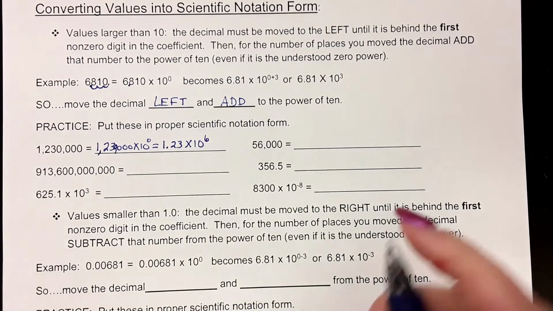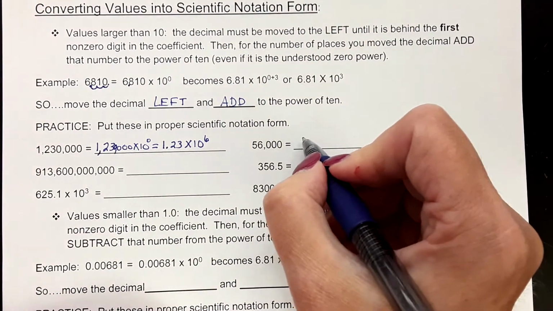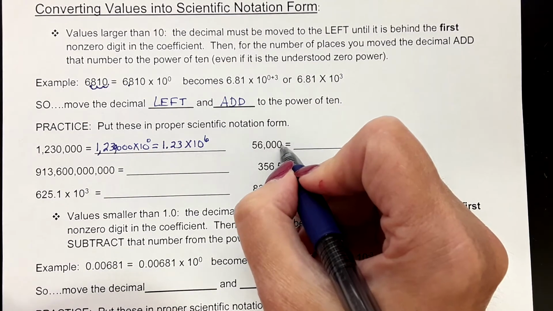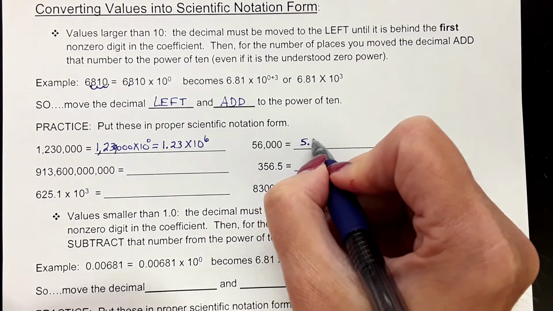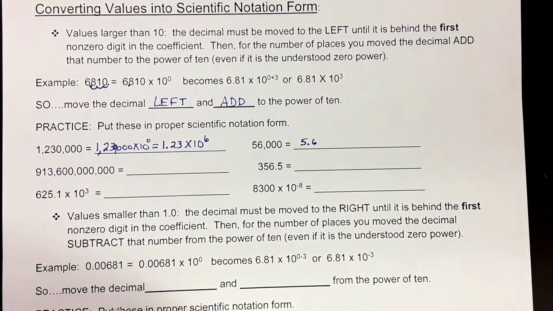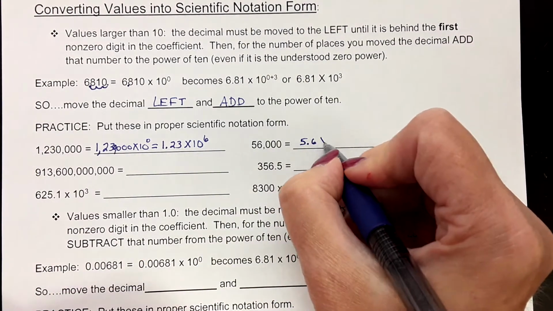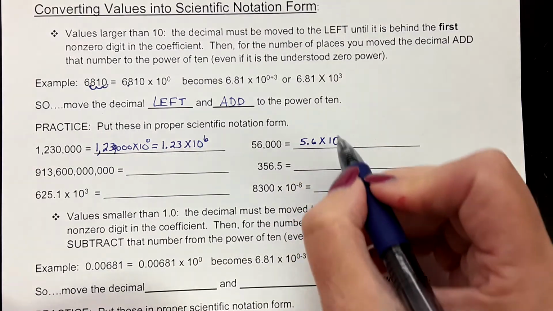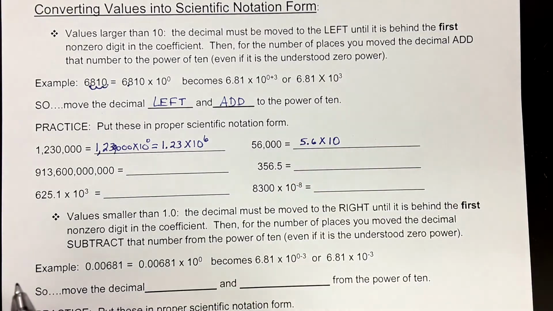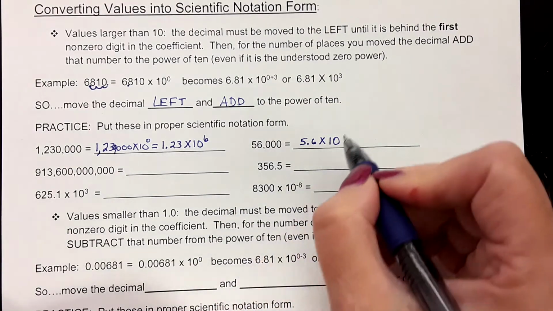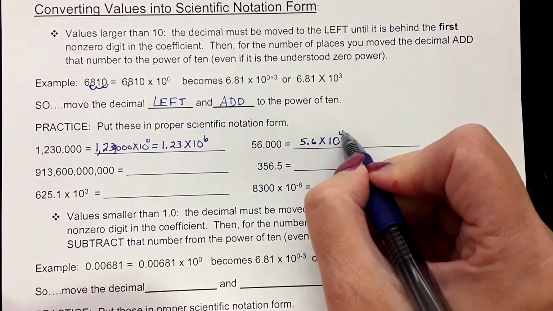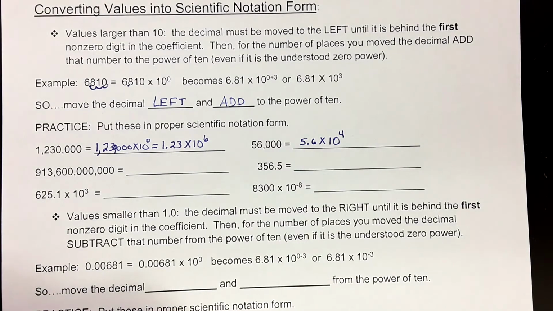Okay? 56,000. We're going to move the decimal 4 places to the left. So we'll end up with 5.6, all right? And then, remember, normally we have an understood 0 right there. But because we moved the decimal 4 places to the left, we're going to add 4 to that 0, and 0 plus 4 is 4.